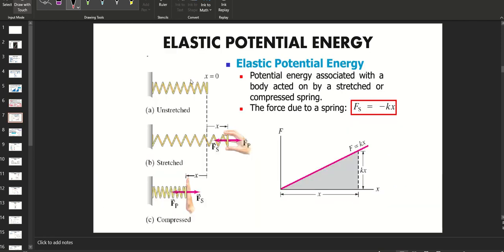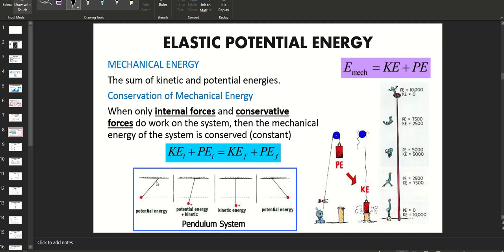Okay? So this is elastic potential energy, no? For example, the spring from earlier. Okay? So the potential energy associated with the body attached to a stretched or compressed spring, where the force due to the spring is like this. So this is also potential energy, no? PE. But it's weird because the work done there is... oh, sorry. Work done is 1/2 kx squared, no? So we'll go through that later. Okay, so let's talk about this one.